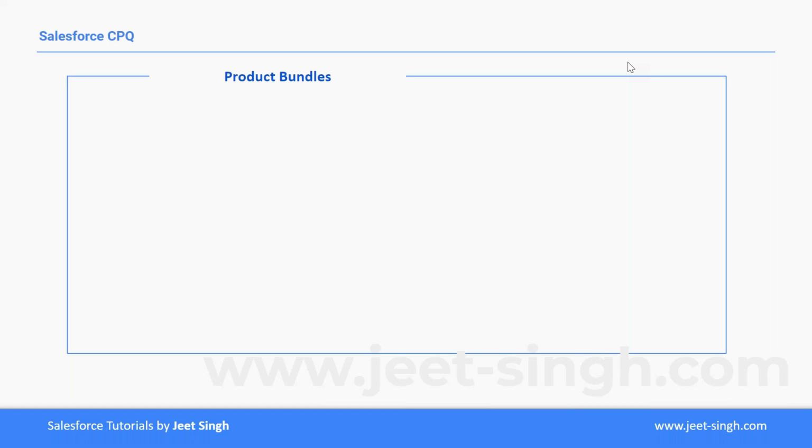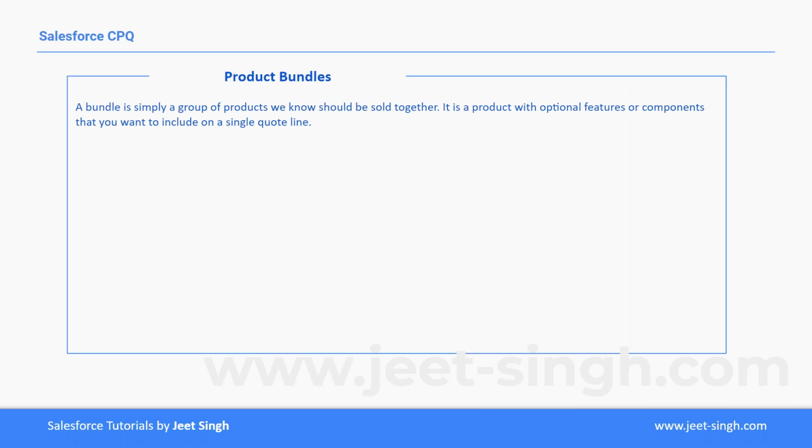So CPQ, or the configuration part of it, makes a lot more sense when you have products which are to be sold together. And these products which are sold together are called bundles. So we basically call them product bundles. Simple terminology: a product bundle is a collection of products which are being sold together. A bundle is simply a group of products we know should be sold together. As simple as that. It is a product with optional features or components that you want to include on a single quote line.